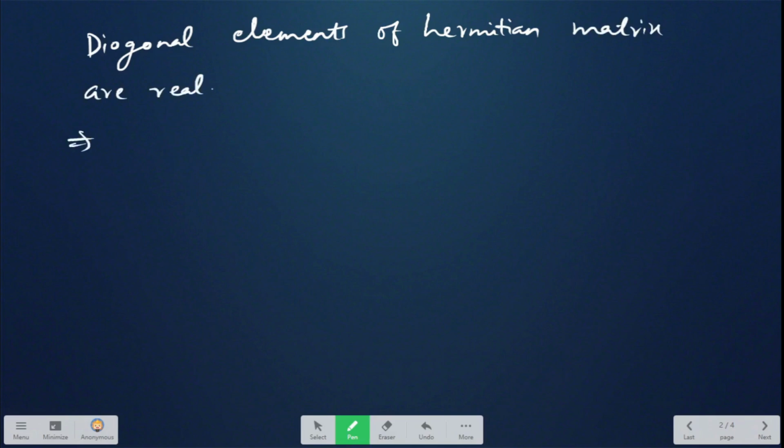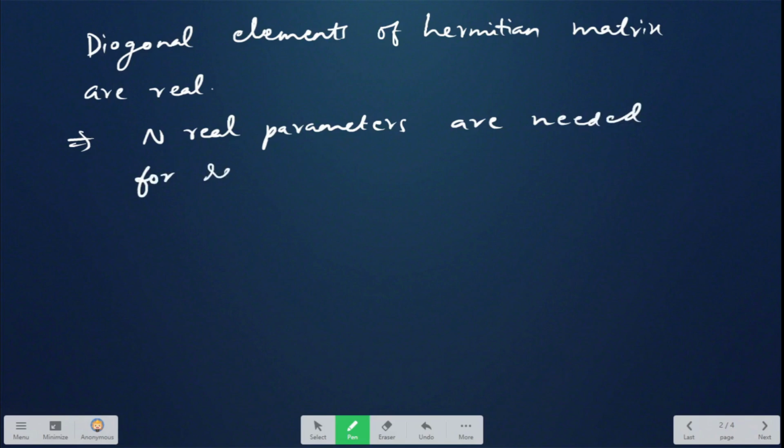This implies, to represent one real number, you need one real parameter. If there are n diagonal elements, you need n real parameters. So n real parameters are needed for representing diagonal elements.